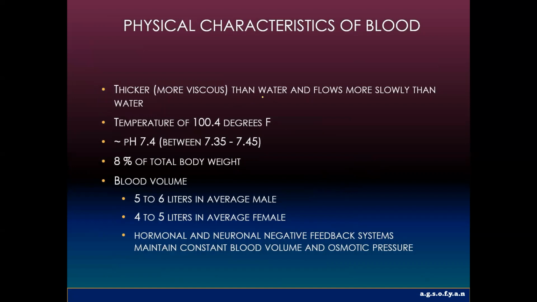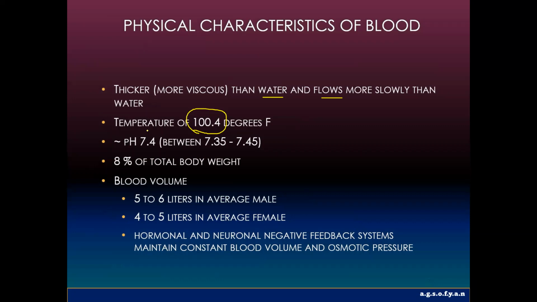Blood is thicker than water because it has a lot of components like proteins, and also lipids that are carried by proteins. They are called lipoproteins, and blood flows more slowly than water itself. Its temperature is actually higher than our body temperature, 100.4 degrees Fahrenheit. So this is the temperature of blood, which is higher than our normal body temperature of around 98 degrees. And then the pH.